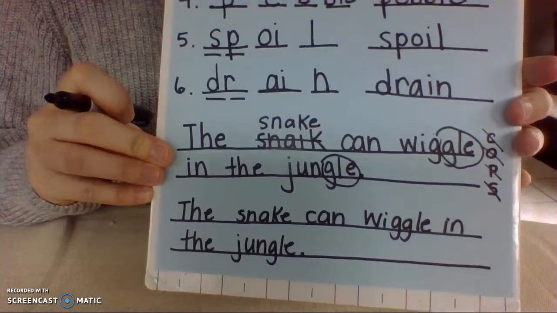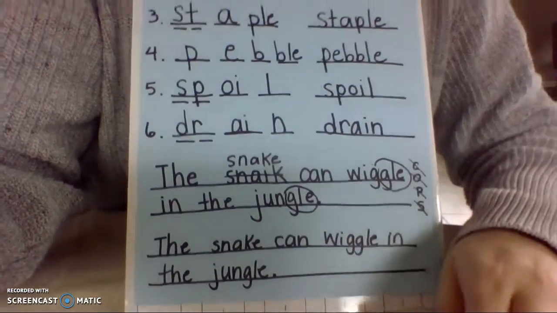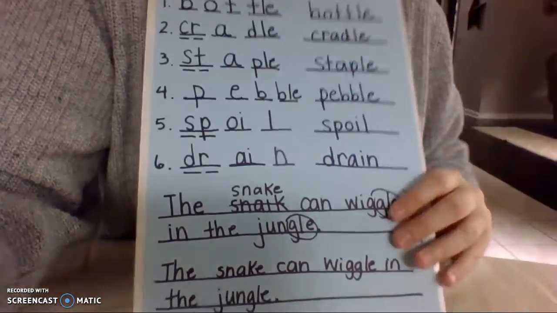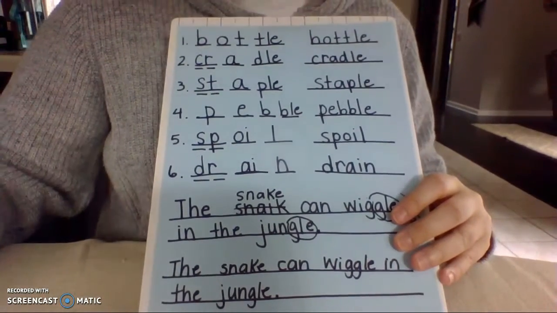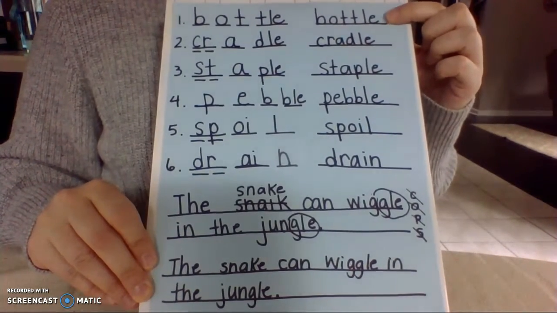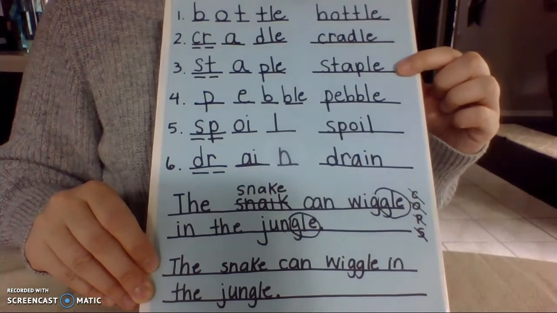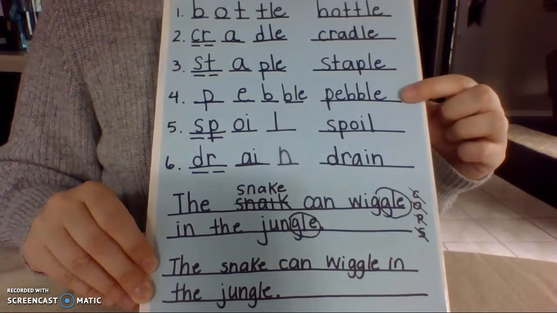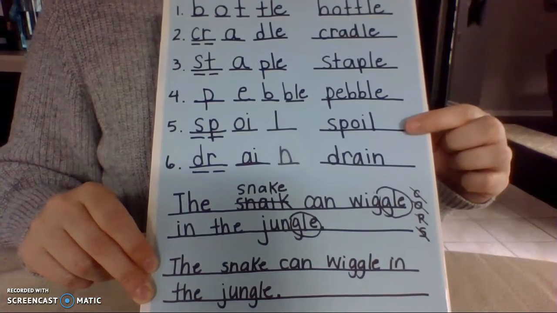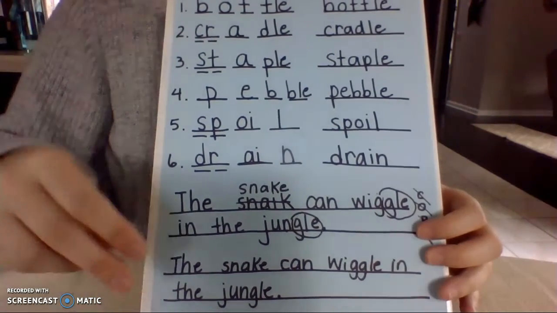And before I finish today, I'm going to read these words down the list and practice all the work I've done. So let's read these words back to each other. So the first word we spelled was the word bottle, cradle, staple, pebble, spoil, drain. Great job, everyone.